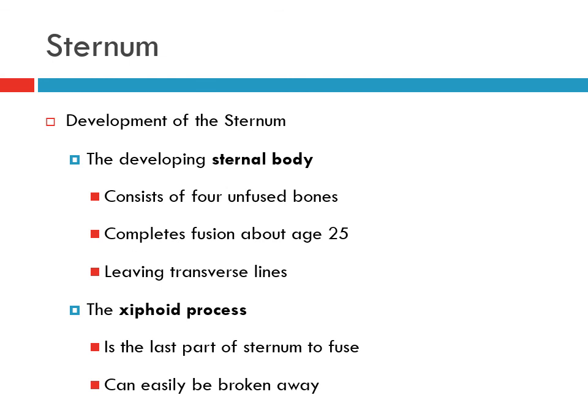The sternal body consists of 4 unfused bones that end up fusing together around age 25, similar to the sacrum, leaving transverse lines in between each segment, also similar to the sacrum. The xiphoid process is the last part to fuse and is easily broken away when CPR is performed correctly.